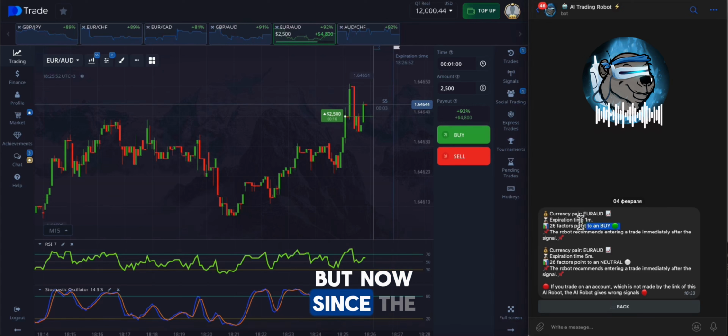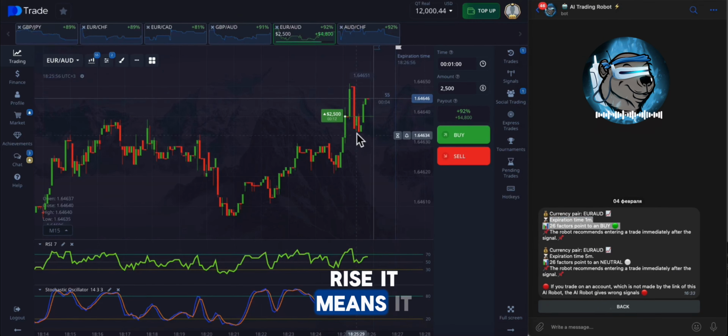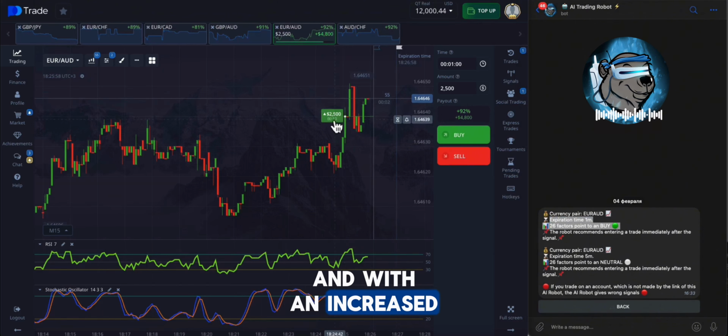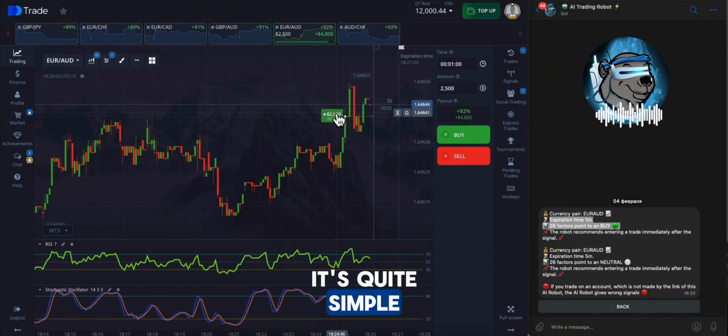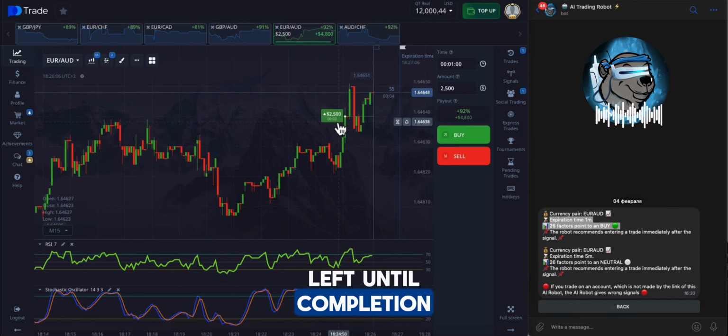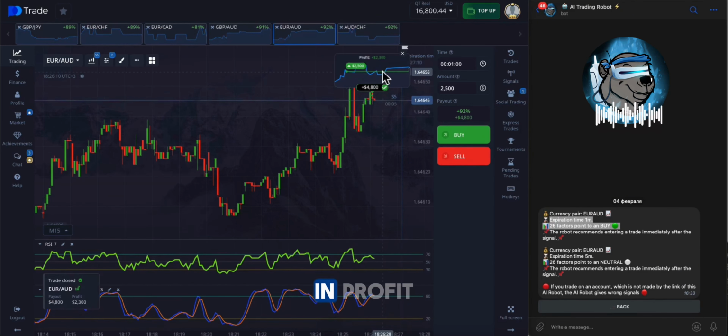But now, since the robot indicates that there will be another purchase and the price will rise, it means it will rise. And with an increased transaction amount, we simply cover our loss over 3 trades. It's quite simple, with only 1 trade left until completion. And, as you can see, the trade closed in profit.